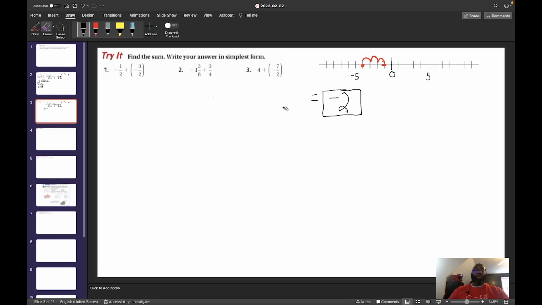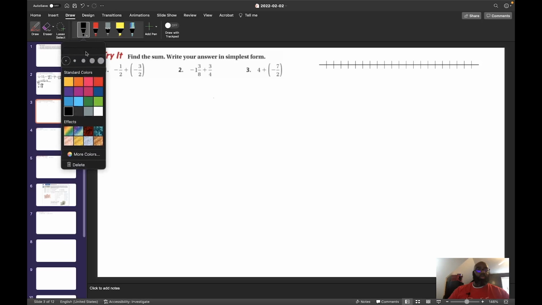All right, I'll try to work number 2 and number 3 on this one slide here. Okay. Let's erase these as well. All right, back on the draw tool. And we're on black. All right, here we go.